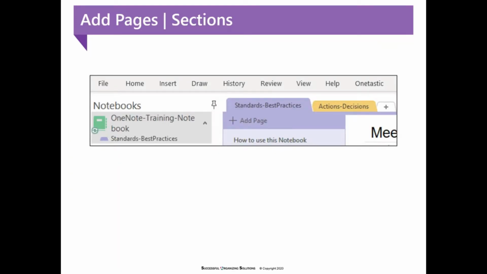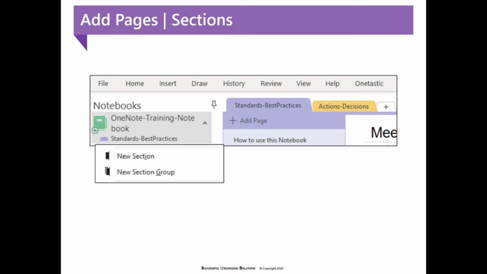Adding pages is very easy. You just need to click on Add a Page. How much easier could it get? And if you want to add a section, you'll notice up on the top next to those tabs or those sections above your pages, there's a plus sign. Just go ahead and click that plus sign, and that will add a new section.